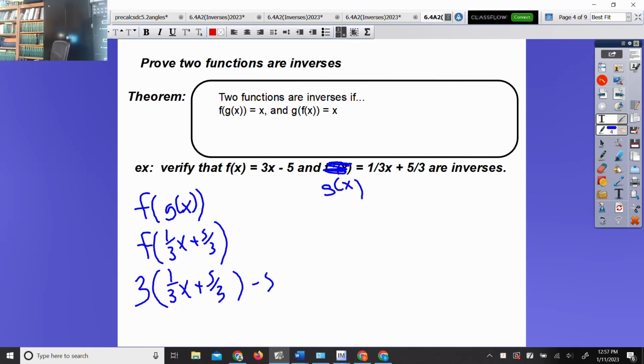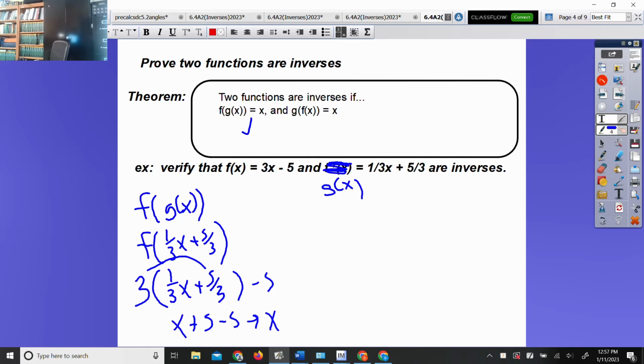All right, what property do you want to kick in? Distributive. If you distribute a 3, you get a 1, won't you? A single x. What happens when you hit 3 and 5/3 together? Cancels out. And what do you end up with? x. Now this is a theorem that has two parts. You only satisfied the first part. You've got to satisfy both.